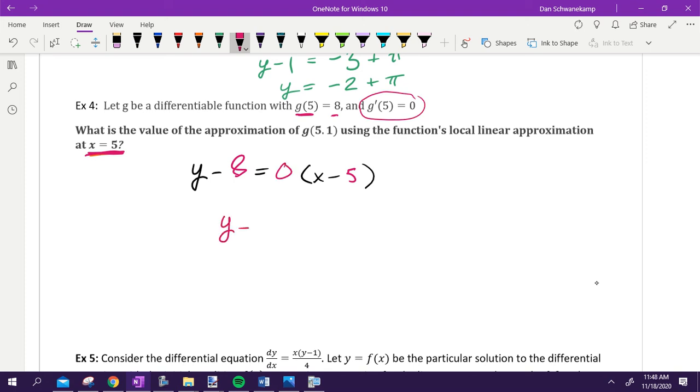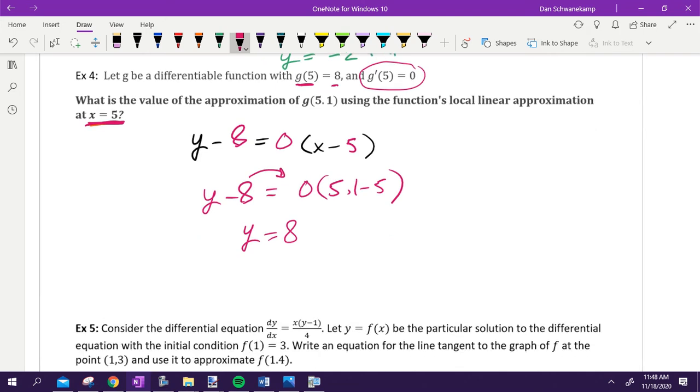So we get y minus 8 equals 0 times, I can plug in my x value, but that x value doesn't even matter because all I'm going to do is multiply by 0. And all I'd have to do then is add that 8 to the other side. y equals 8. Done. It's weird because it became 0, but don't let that be funky to you.